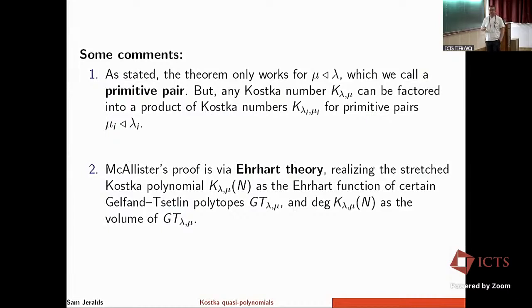So, once I fix a partition lambda mu, I can build the Gelfand-Tsetlin polytope. So these really come from the representation theory of GL_N that give you things like dimensions of weight spaces.